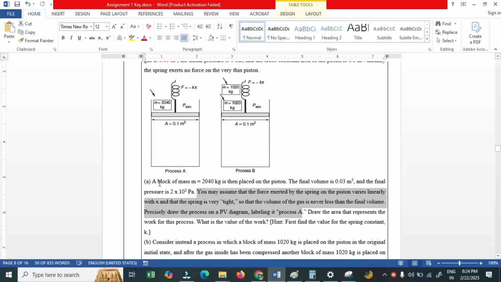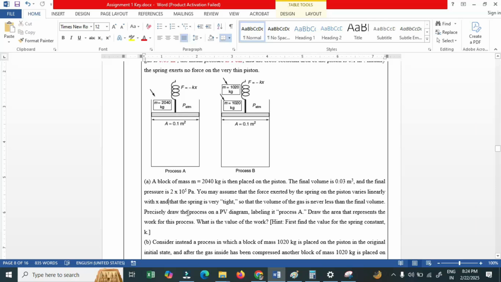Question number A. The block of mass m, equal to 2040 kg, is then placed on the piston. The final volume is 0.03 meter cube and the final pressure is 2 multiplied by 10 power 5 Pascal. You may assume that the force exerted by the spring on the piston varies linearly with x, that the spring is very tight so that the volume of the gas is never less than the final volume.